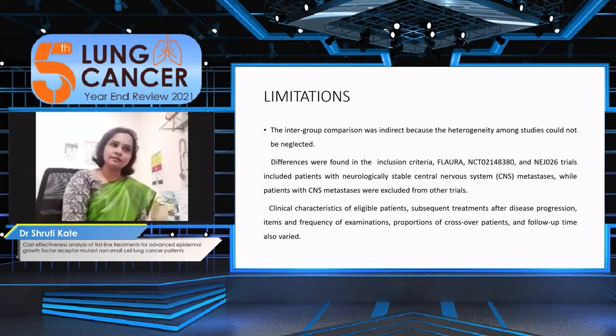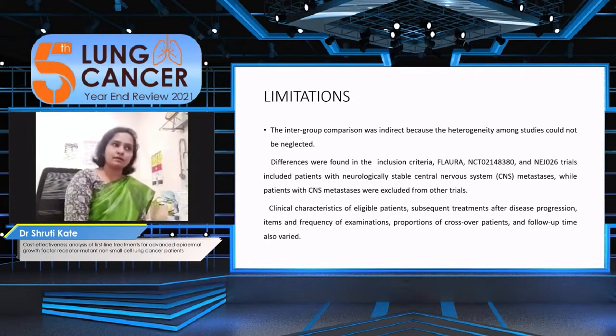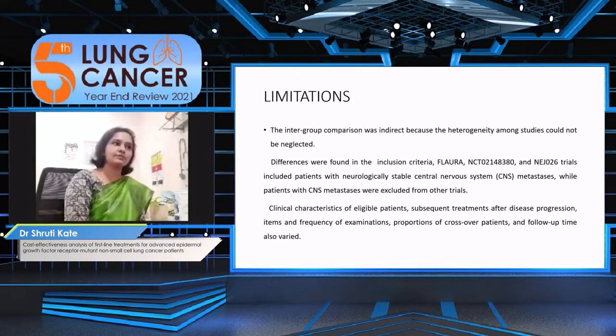So there were certain limitations to this analysis. It was an inter-group comparison. It was an indirect comparison, and there were definite differences in the inclusion criteria for FLAURA and the NEJ study. There were studies where patients with CNS metastasis were included, while for other studies the CNS metastasis was excluded. Again, clinical characteristics, the EGFR mutation type, the proportion of crossover patients, follow-up time, all of these were variable.